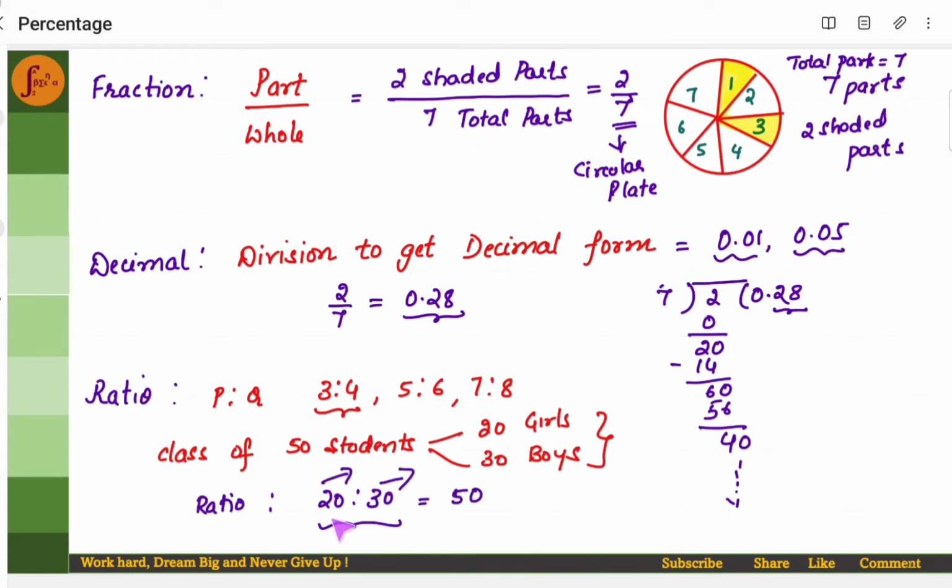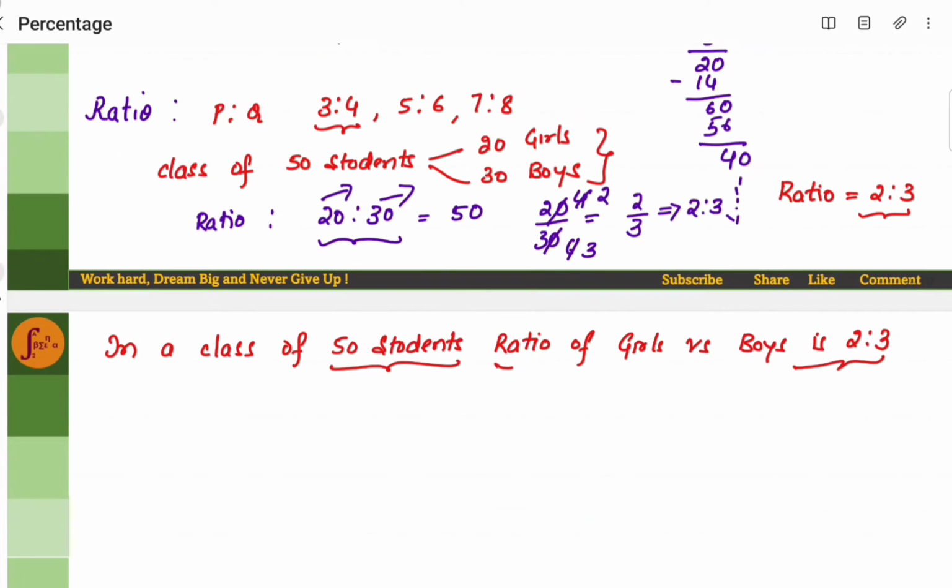Then further, I can simplify it, that is, make the numbers smaller. How? 20 is to 30, I can write as 20 by 30, and I can make the numbers small by cancelling. 2 5s are 10, 2 6s are 12... so 20 by 30 becomes 2 by 3. Then I write it as a ratio, 2 is to 3. So the ratio of girls versus boys in the class of 50 students is 2 is to 3.